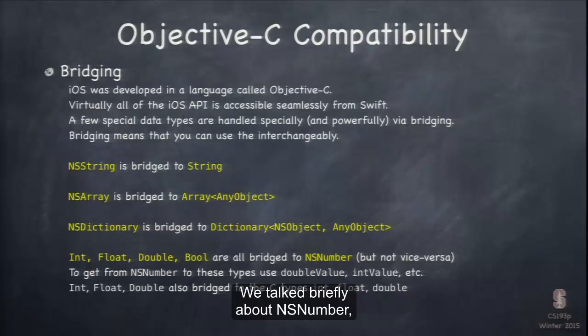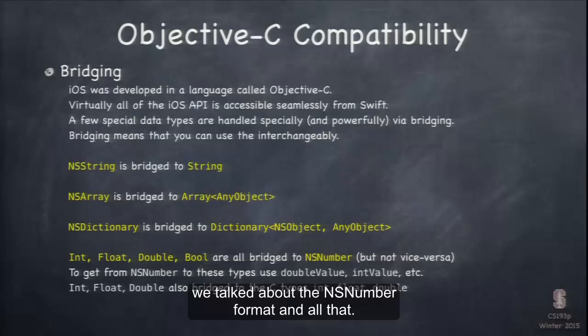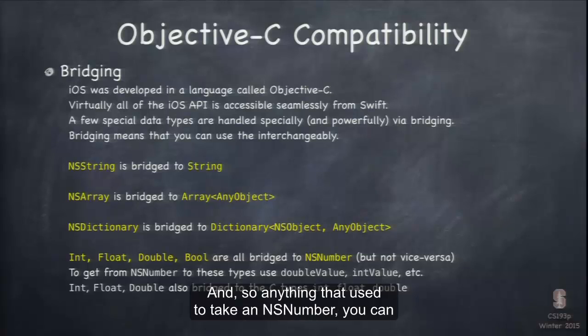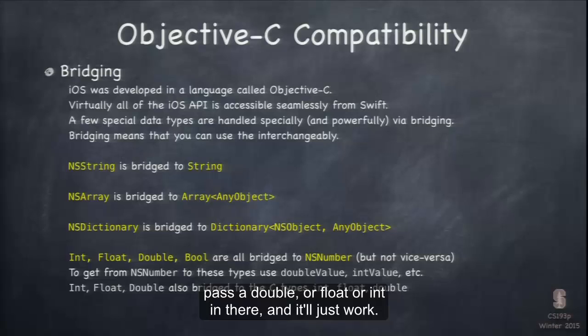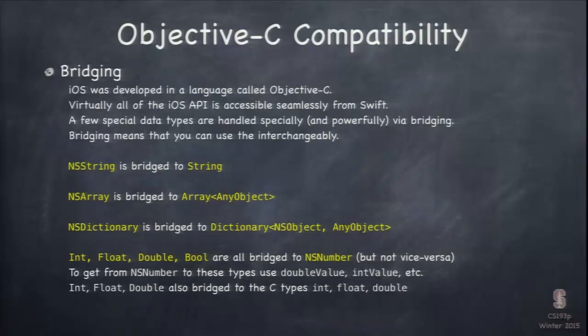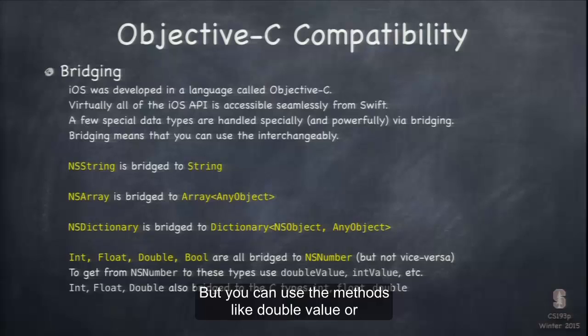We talked briefly about NSNumber. We talked about the NSNumberFormatter and all that. So NSNumber was the old Objective-C object that just meant any kind of numeric value. And so anything that used to take an NSNumber, you can pass a Double or a Float or an Int in there, and it'll just work. Of course, coming back the other way isn't automatic because it doesn't really know necessarily what you want. But you can use methods like doubleValue or intValue, like we use doubleValue in the calculator.